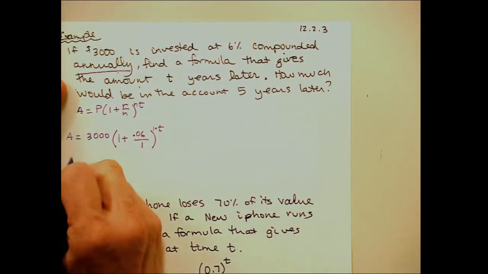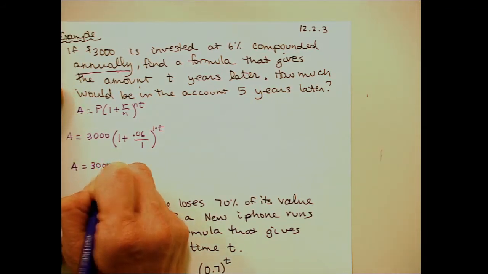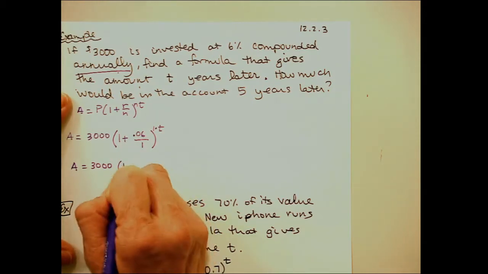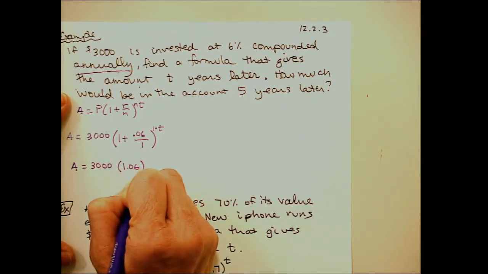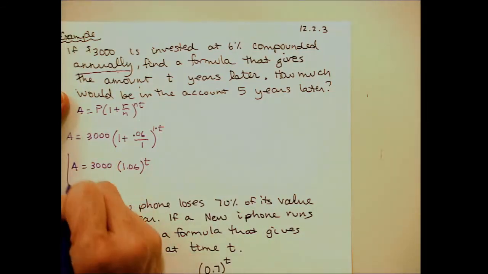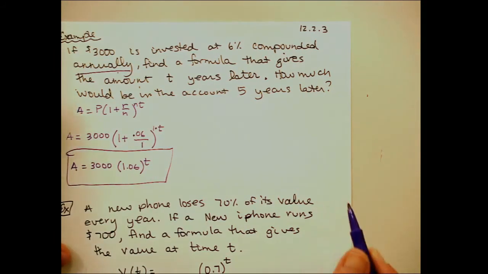So I'll go ahead and clean that up before I put a circle around it. So 3,000, 1 plus 0.06 over 1, well that's just 1.06, right? And then 1 times T is just T. Well, that cleaned up very nicely. Okay, so there's my formula that will tell me how much I have at any time in the future.